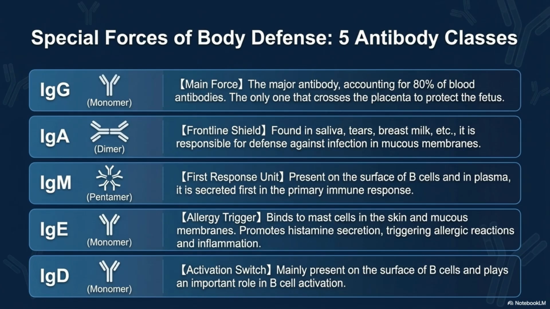Antibodies are categorized into 5 distinct classes based on their functions and structures. We have IgG, the most abundant class and the backbone of our systemic defense. IgA, our frontline barrier found in mucosal surfaces. IgM, the first responder during an initial infection. IgE, which triggers allergic reactions. And IgD, which serves as an activation switch for B cells.